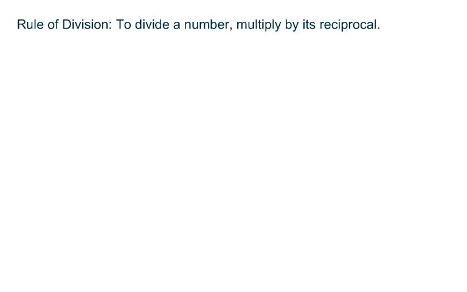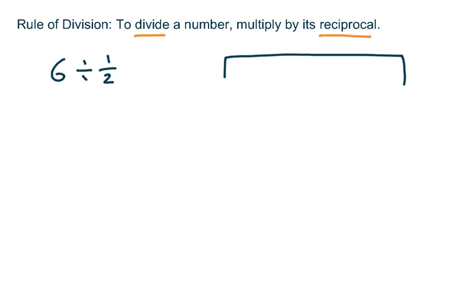The rule of division is: to divide by a number, we multiply by its reciprocal. So to divide, we multiply by its reciprocal. Let's show an example. Let's say we have 6 divided by 1/2. It means we need to find out how many groups of 1/2 there are in 6. I will also show you a bar diagram on the side.